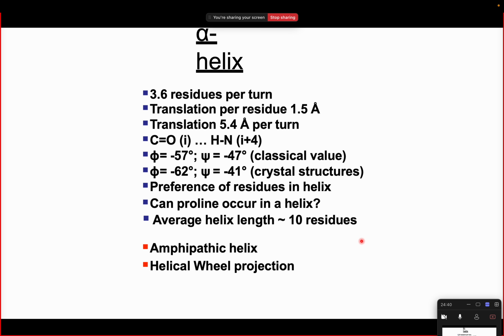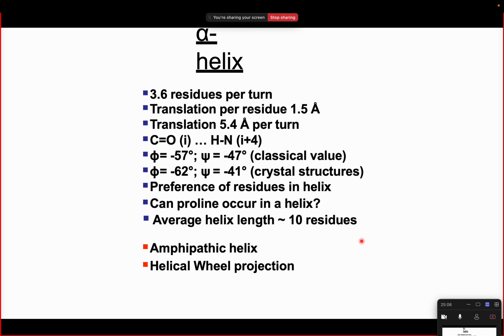The preference of the residues in helix is there. So there are certain amino acid residues which prefer to be in an alpha helix, while there are certain residues which do not prefer to be in an alpha helix. On an average a helix length is around 10 residues. The helix has amphipathic nature, that is, it has one side hydrophilic and the other hydrophobic; they have both the properties of hydrophilic and hydrophobic.